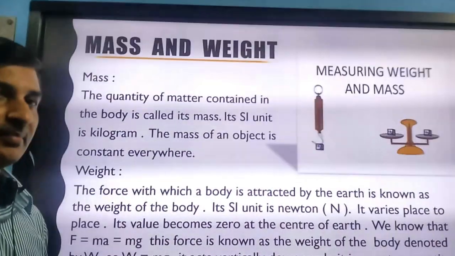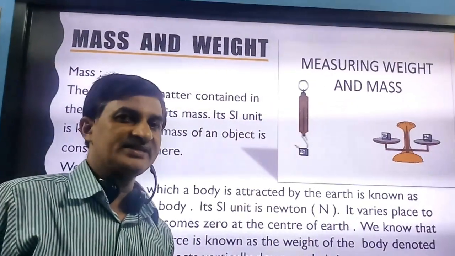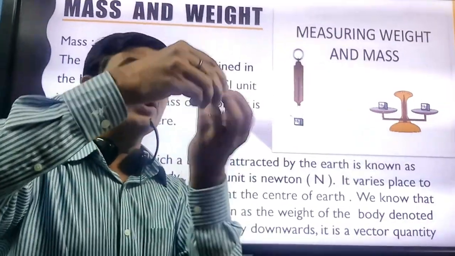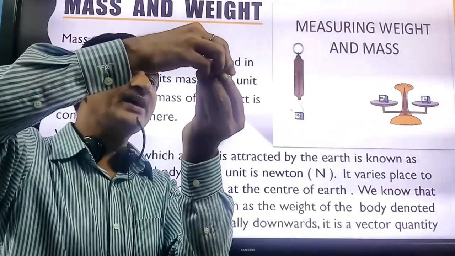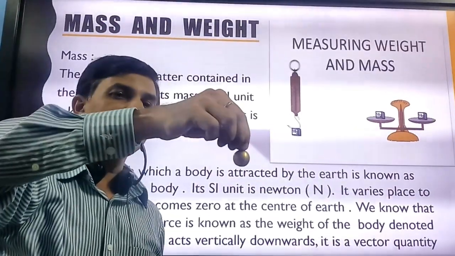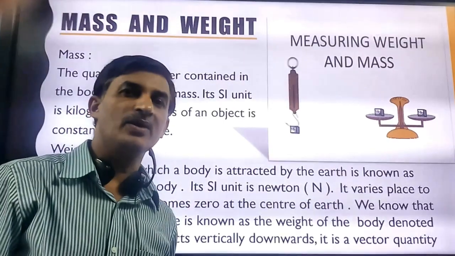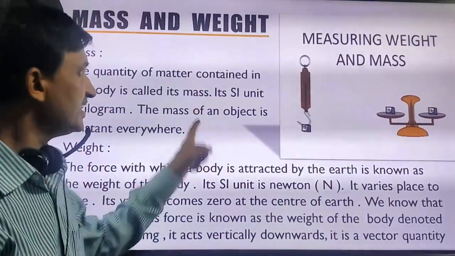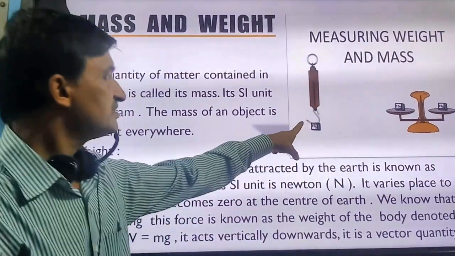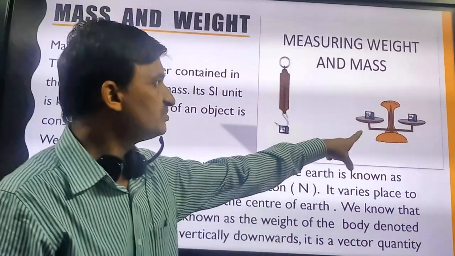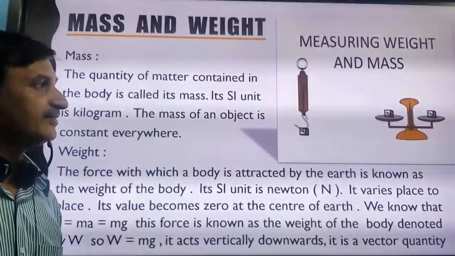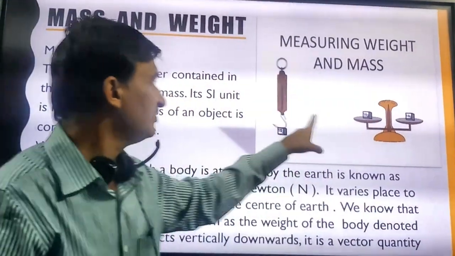Mass and weight. Mass is a quantity which is contained by a matter. How much quantity is contained by a matter is called its mass, and it does not vary from place to place. If a body is kept on the moon or on the earth, its mass will always be constant. Its unit is kilogram. Mass is measured by a simple physical balance, and weight is measured by a spring balance. So these are the two instruments which are used for measuring mass and weight.